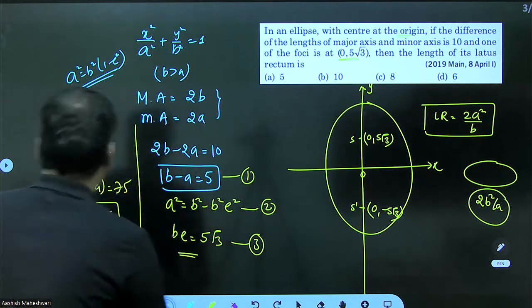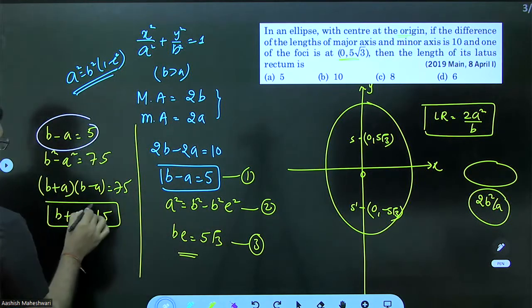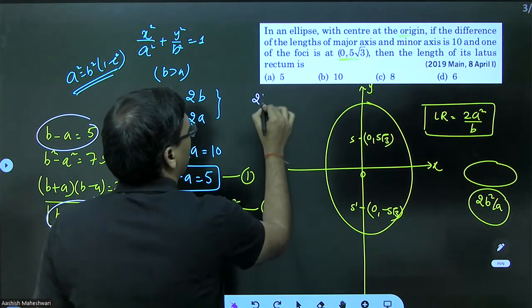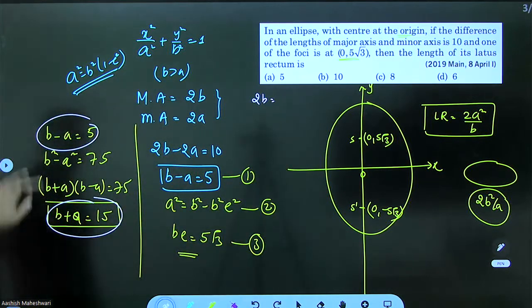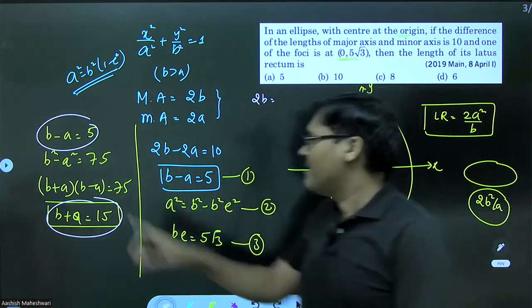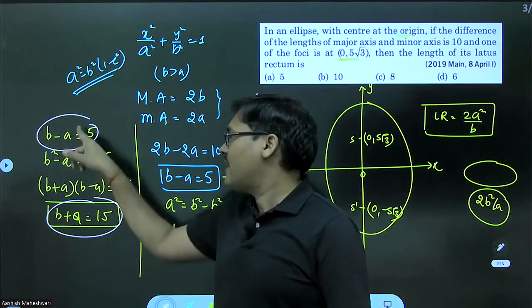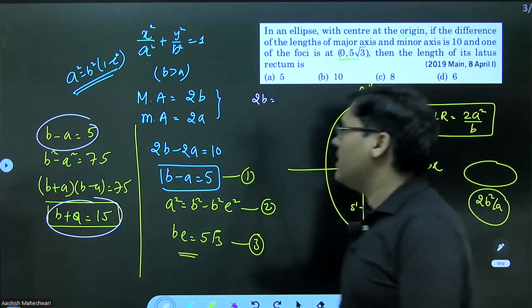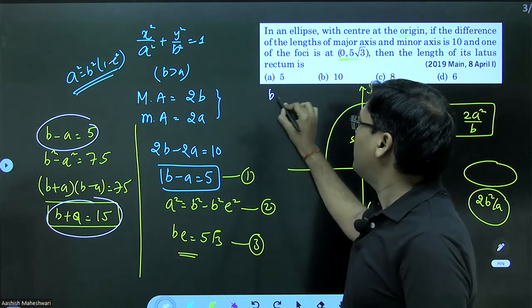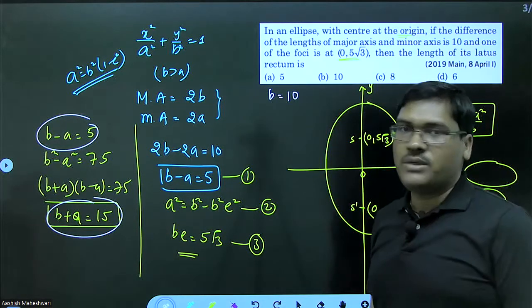So I'll just add these two equations. We have one relation, we have another relation. So what is the value? 2B. You can see here, B minus A, B plus A, if I add these two, this is 20. 20 by 2 will be equal to 10. So B is equal to 10.